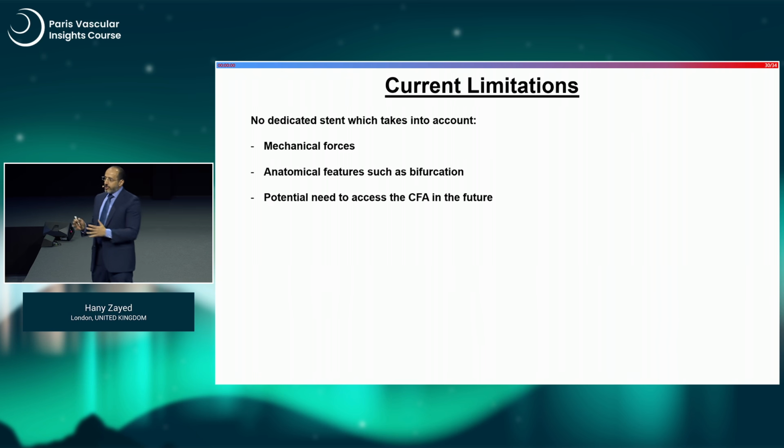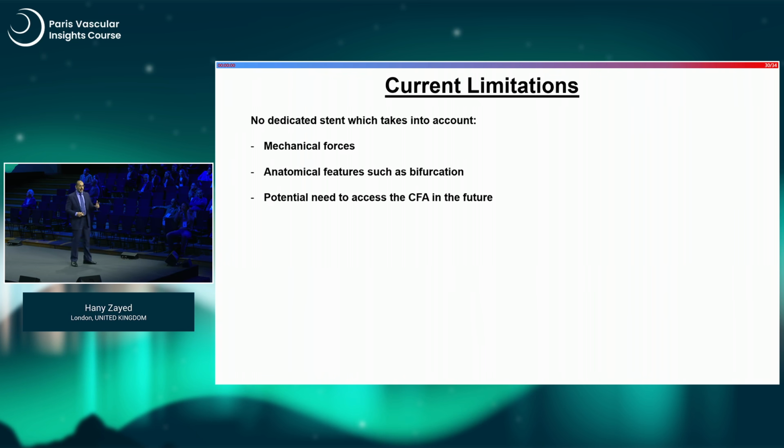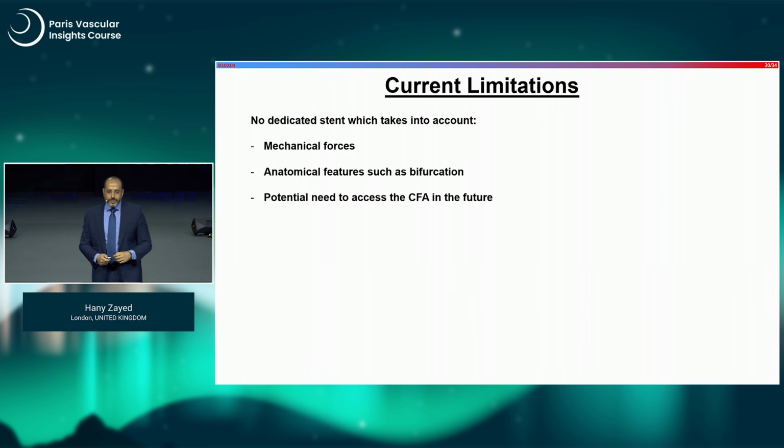So when we come and talk about stenting, we actually use things which are not designed for this. As Michel mentioned earlier, you're using things outside the IFUs. And even when we use stents, there is no stent which is properly dedicated to the common femoral artery. It doesn't take into account the anatomical features, the bifurcation, the extrinsic mechanical and bending forces as well.